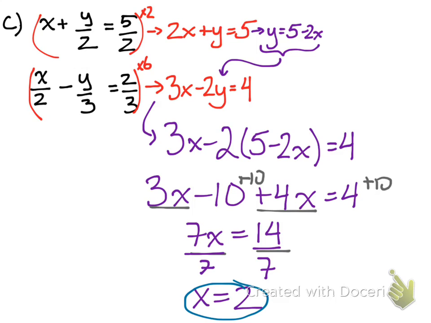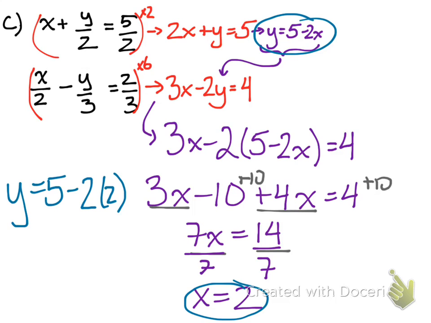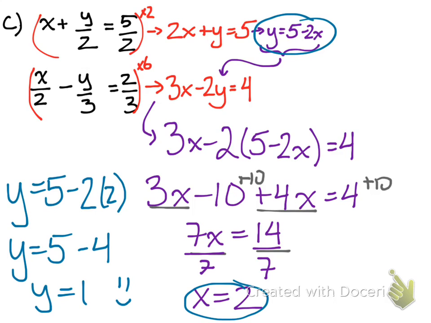And then we need to use that information and the equation up where it says y is equal to 5 minus 2x and sub it in, and we get y is 5 minus 2 times 2, which is y is 5 minus 4, which means y is 1. And there's that one. So let's look at the last question.